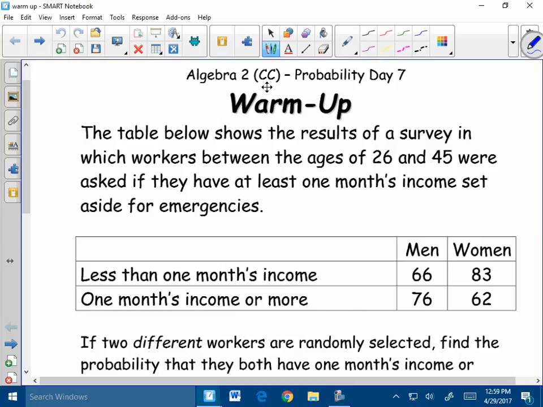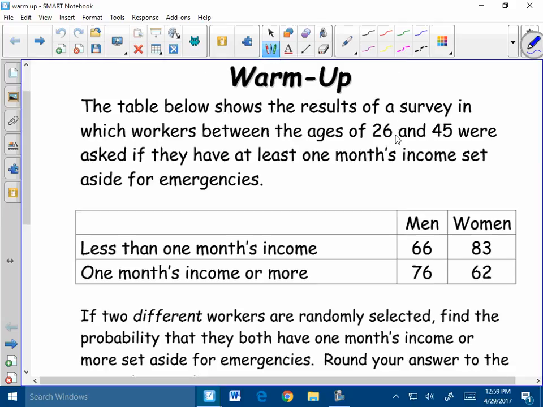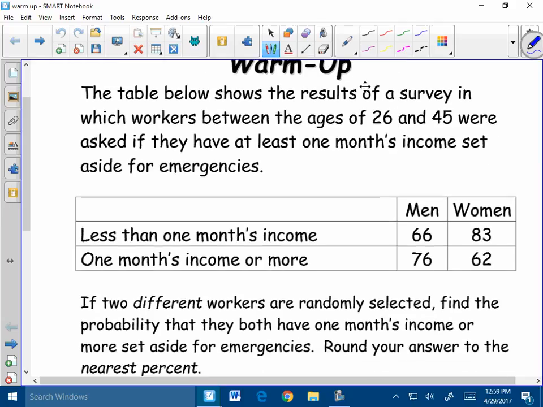This is a video for probability day 7, practice with probability. Nothing in particular that's new in this lesson, but just taking a look at some different kinds of problems gives a chance to practice what we've been learning about probability and look at a few things that maybe we haven't seen before. We are going to start with this warm-up question. We haven't done a question exactly like this, so it's a good one to do.